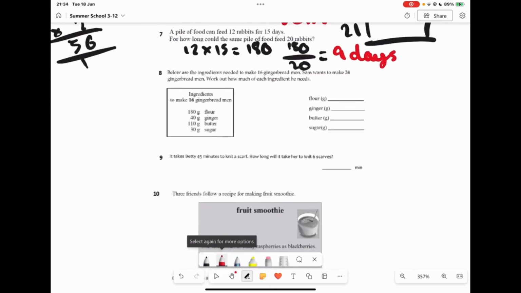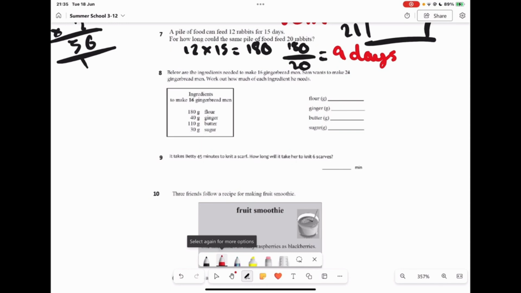Okay, question 8. Below are the ingredients needed to make 16 gingerbread men, and Sam wants to make 24. Work out how much of each ingredient is needed. What we can do is find how many of the ingredients are needed to make 1 gingerbread man, and then multiply that by 24. Or we can do another scale. It could be dividing by 4 and then multiplying by 6, or anything else.